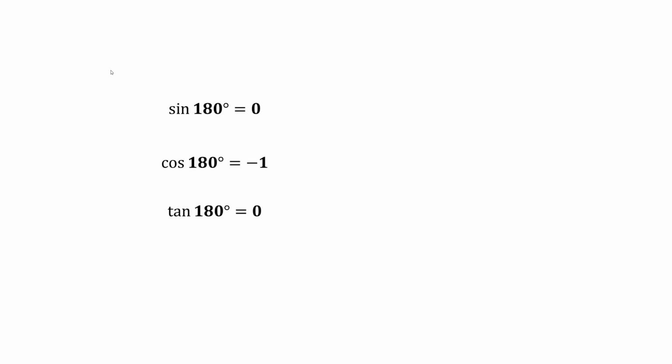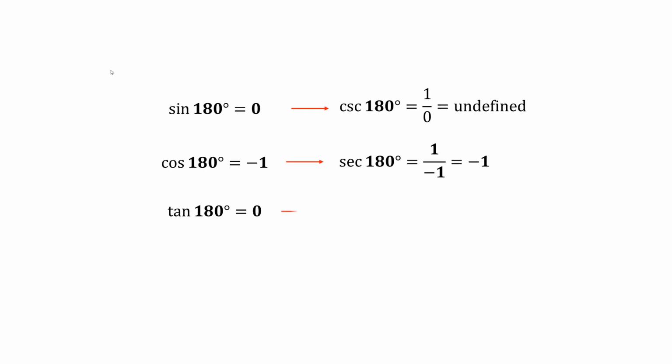Sine 180 is 0, cosine 180 is -1, tangent 180 is 0, so their reciprocals are going to look like this.